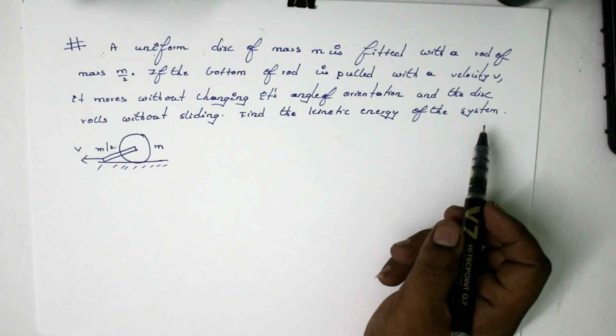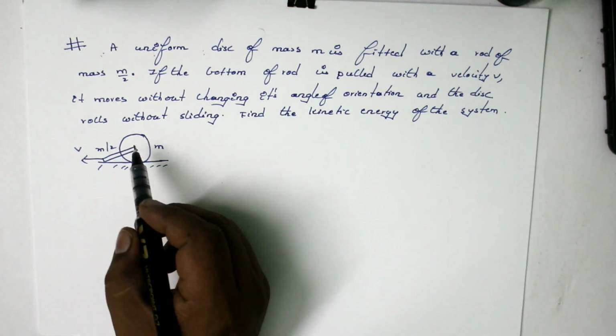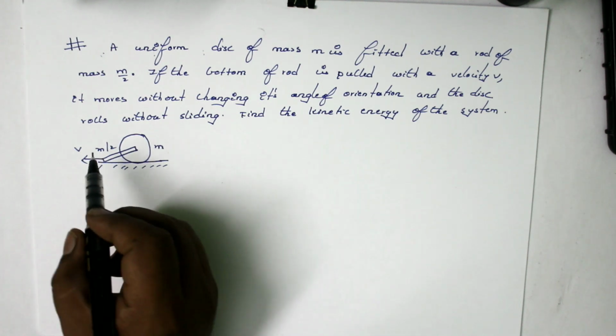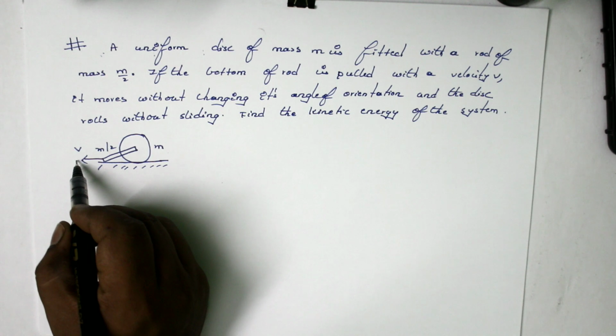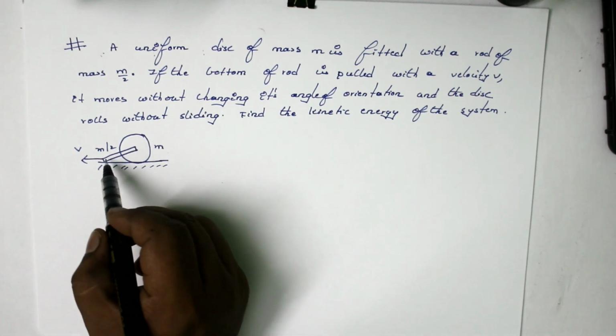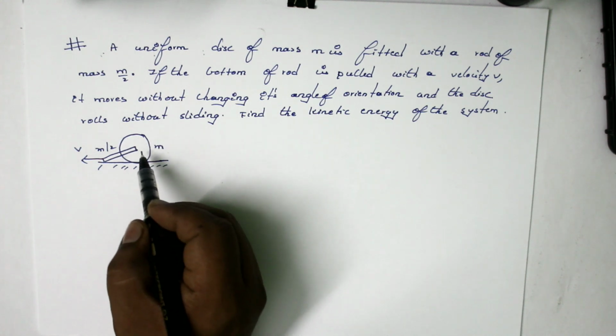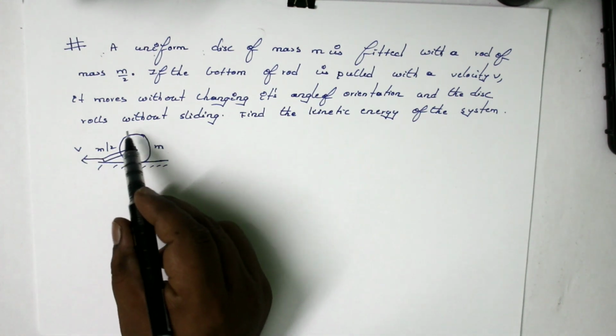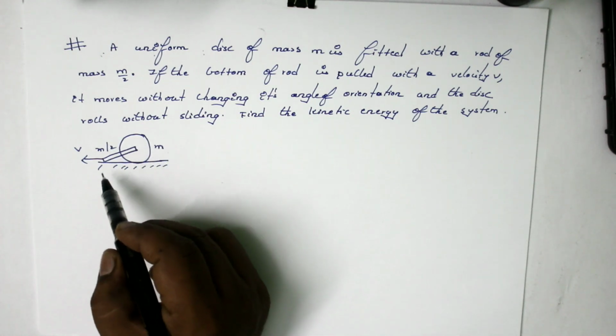Find the kinetic energy of the system. So this is a disc to which we are attaching a rod of mass m by 2, and this m by 2 is moved with a linear velocity of v here. Along with this rod, this disc also moves in the same direction without slipping. Then the question is, what is the total kinetic energy of this system?